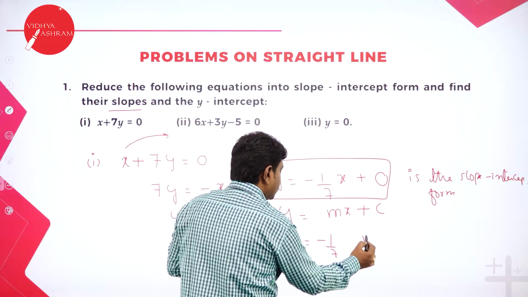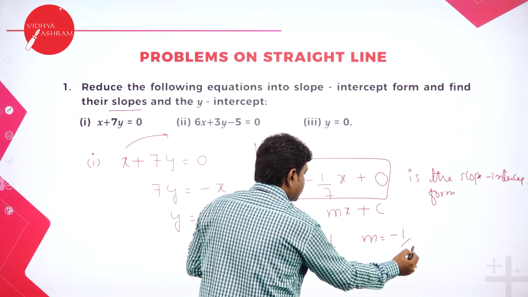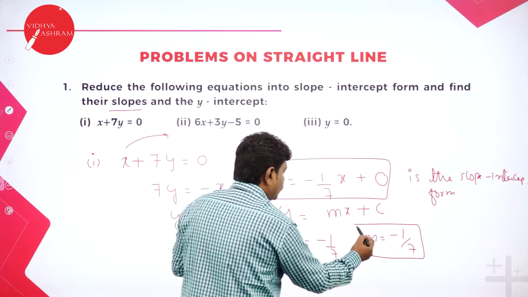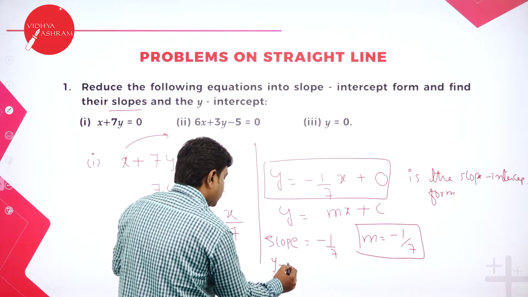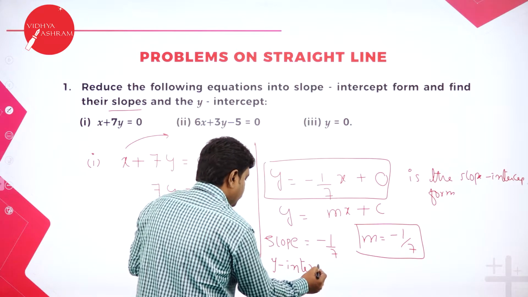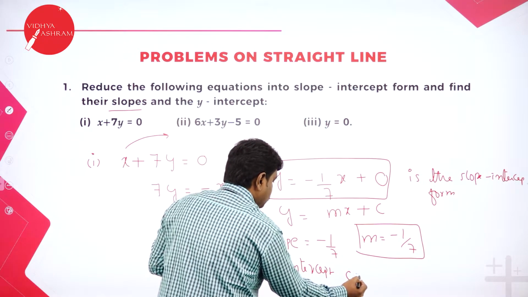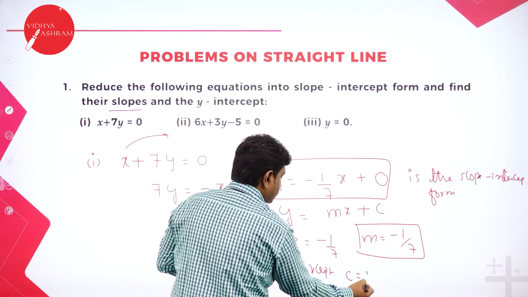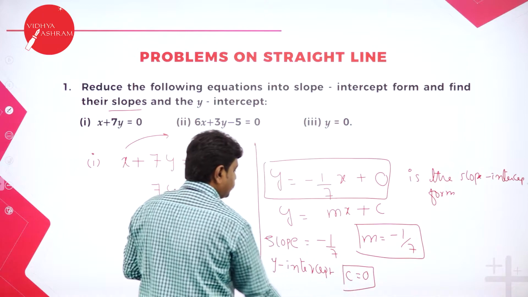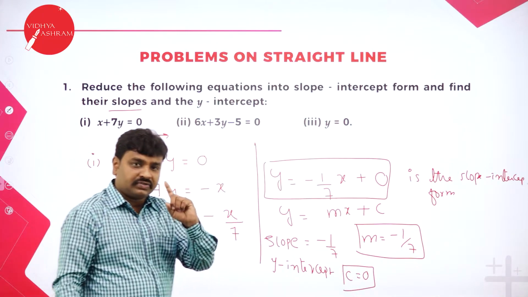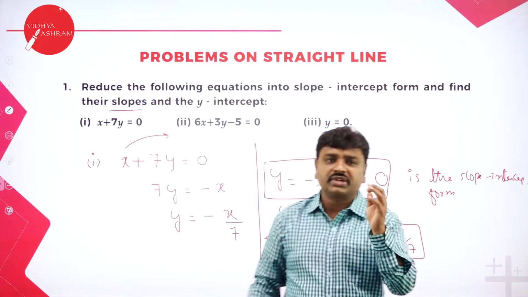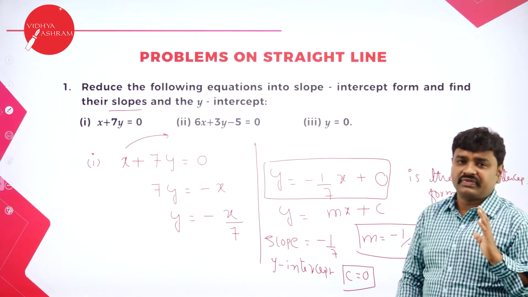We call slope as what? m. m is what? Minus 1 by 7. And they also want you to find the y-intercept. Y-intercept means c. In the place of c, we have 0. So the y-intercept c is 0. So now I have done the first question. If you are thorough with one question, you can do all the others by yourself.